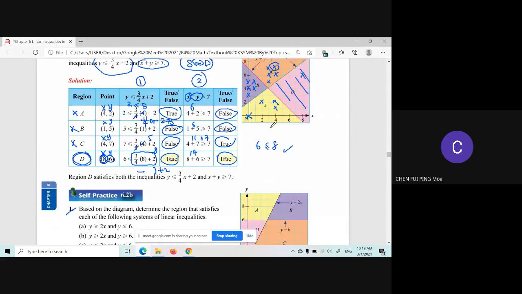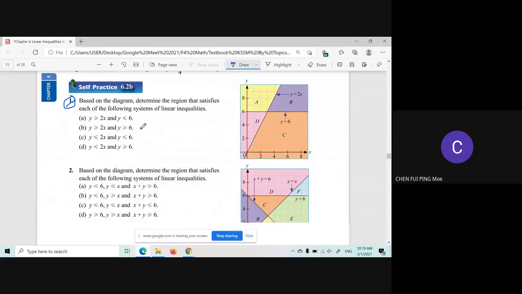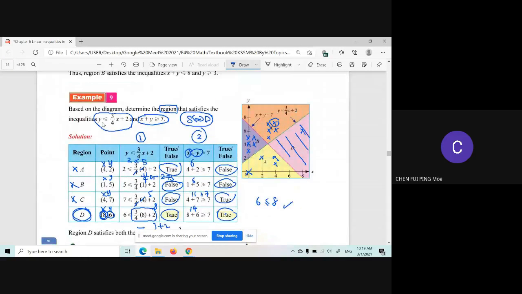I think you understand what I mean already, right? So, Surf Practices 6.2b, question number 1. You do it later on. I will continue next part. This part is the first part you learn. Okay, first part using table, using substitution to determine which region is the answer for both inequalities.